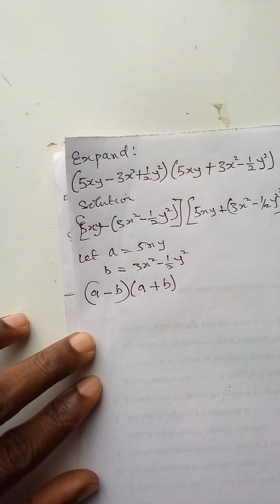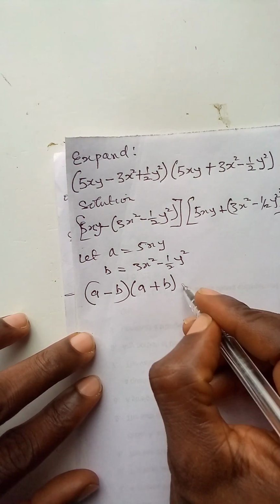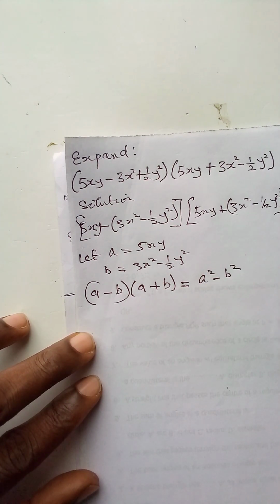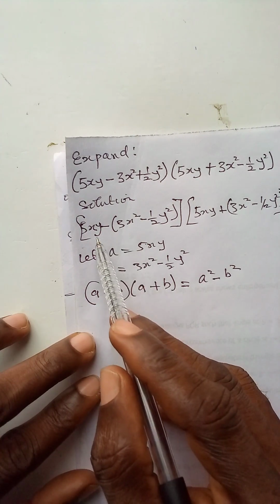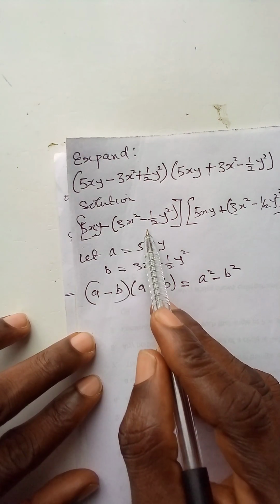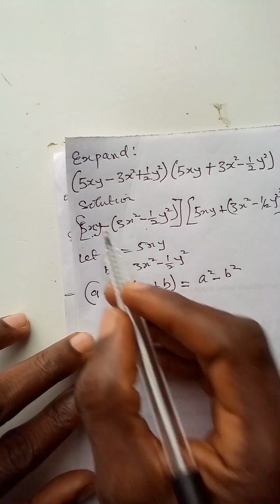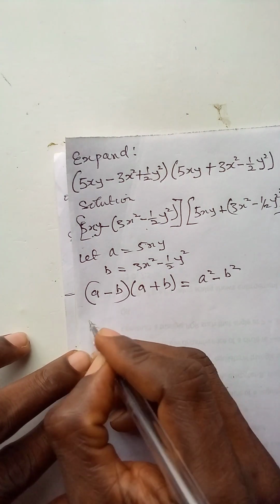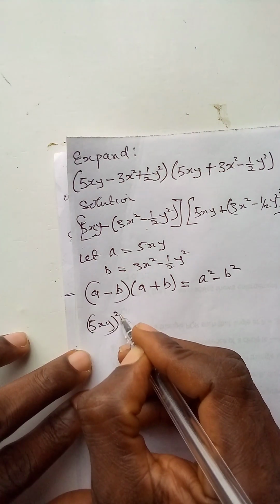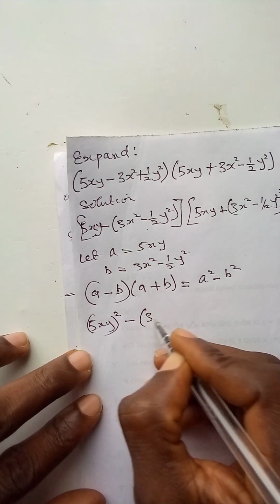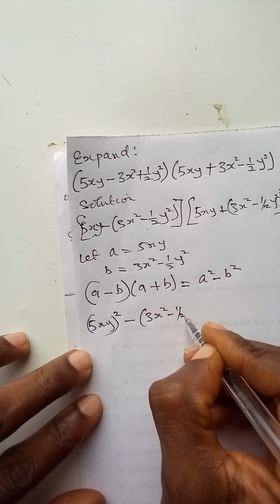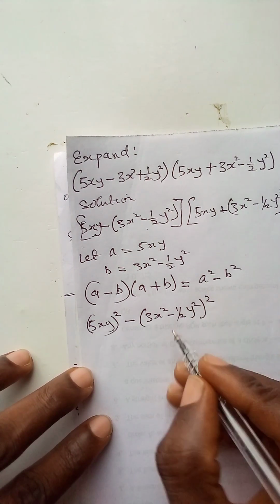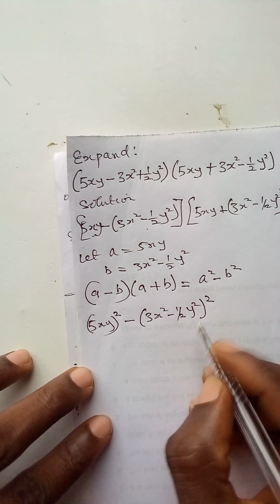You see, we have the difference of two squares, which we expand into a squared minus b squared. So you see, we can easily work with this one. We need to just square this term and then square this term, putting a minus in between them. With that, we have expanded. So we have 5xy all squared minus 3x squared minus 1 over 2y squared all squared. That's our expansion. So we now need to expand this bracket.